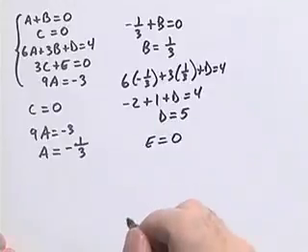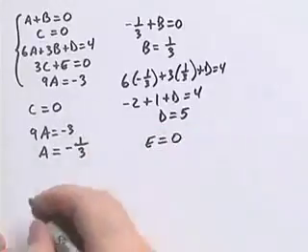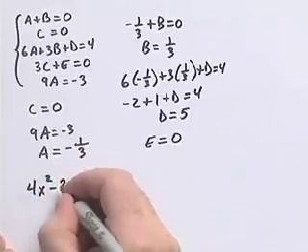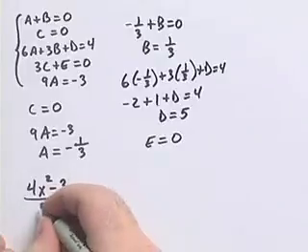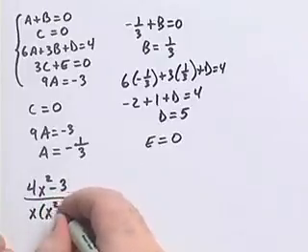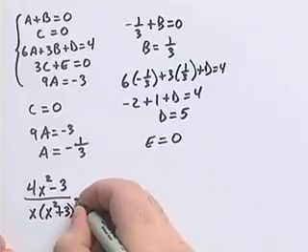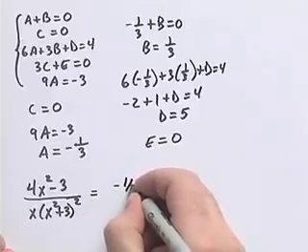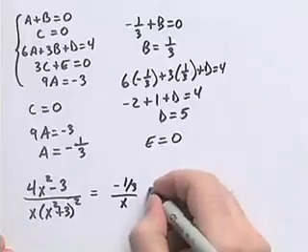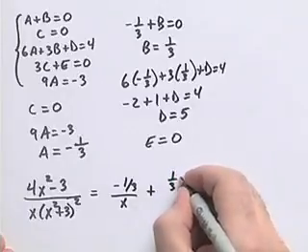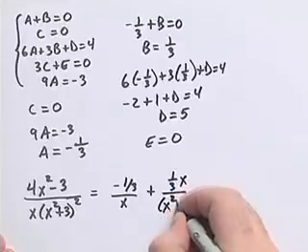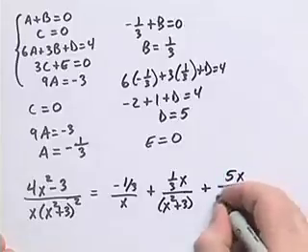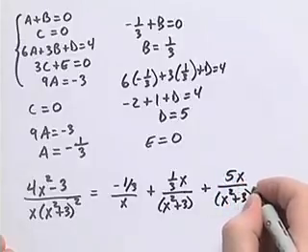We go back to our partial fraction decomposition now, since we know a, b, c, d, and e. We're going to say that 4x squared minus 3 divided by x times (x squared plus 3) quantity squared is equal to negative 1/3 over x plus 1/3 x over x squared plus 3 plus 5x over (x squared plus 3) quantity squared.